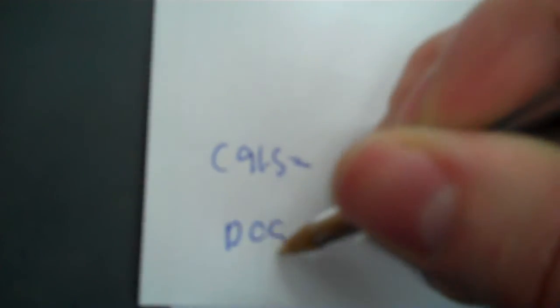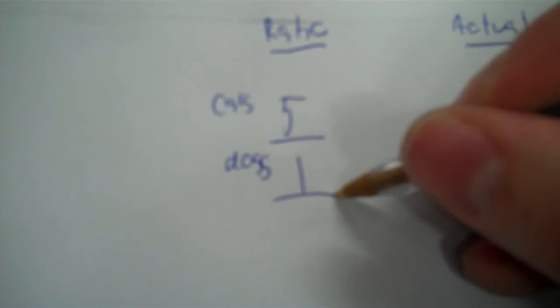Okay. A pet shelter has cats and dogs in a ratio of 5 to 1. Okay. Remember, cats comes before dogs, so the cats are the 5, the dogs is the 1. There's 120 animals at the shelter. How many are cats? How many are dogs? Okay, so 5 to 1, ratio actual. Then you add and then by the way, cats comes before dogs, so 5 is your cats, 1 is your dogs. Then 5 plus 1 is 6, that's your total.